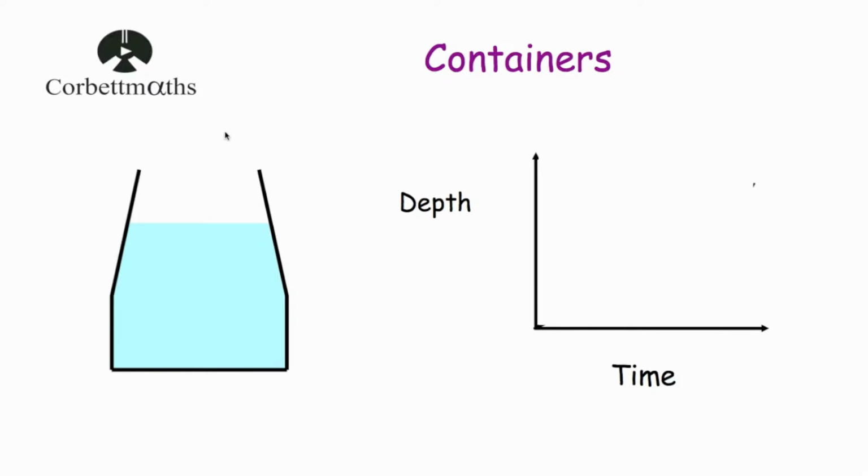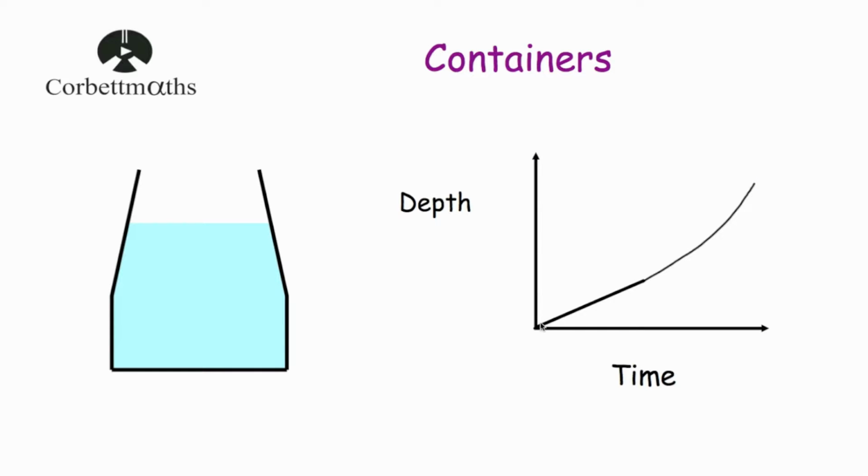So here's our next container, and as you can see, this container has two different parts. It's got the section at the bottom with the vertical walls, and they're quite far apart. And then the walls start getting closer together as you go up the bottle. So at this point, the walls start getting closer together. In other words, it's narrowing. So the graph would look something like this.